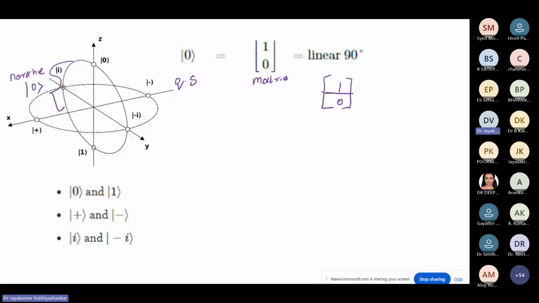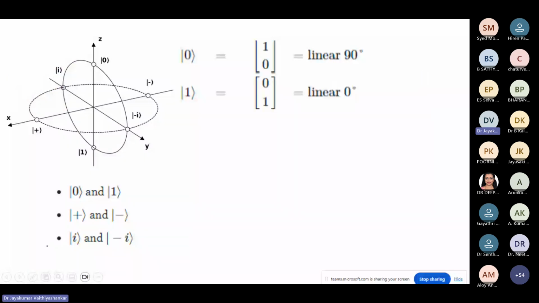Imagine like this: this is your upper component, and this is your lower component. The upper component denotes the northern hemisphere, and the lower component denotes the southern hemisphere. Because state 0 is mapped to the northern hemisphere, the upper component is 1. So where does state 0 exist in your Bloch sphere? In the northern hemisphere. That is why the upper component is 1. If you understand this, you can understand state 1, which is in the lower component, the southern hemisphere.